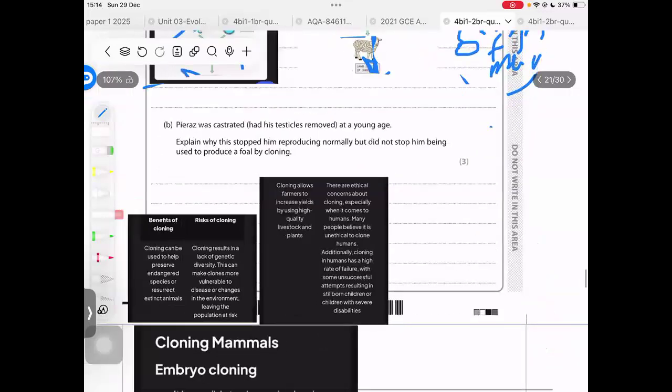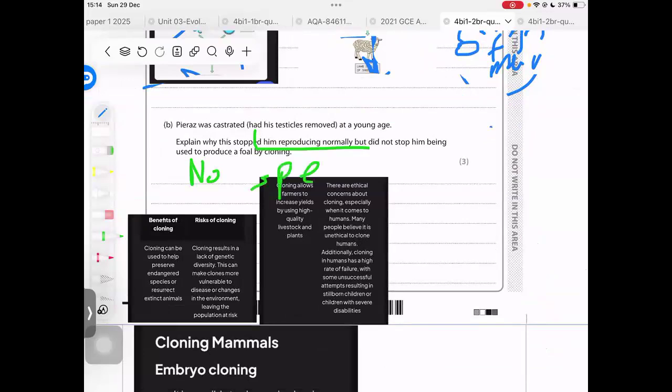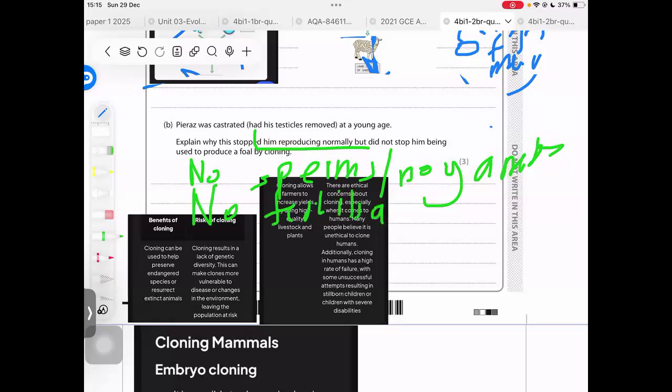So you have to write down, explain why this stopped him reproducing normally. The reason is no sperms are produced when the testicles are removed. In the testicles only, the sperms are being produced. So you can write down, when the testicles are removed, no sperms or no gametes are being produced. No sperms, no gametes means there won't be fertilization. Or in other words, he can't impregnate a female. He can't get a female to be pregnant.